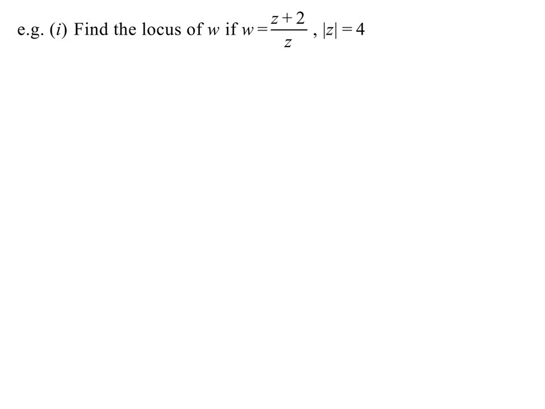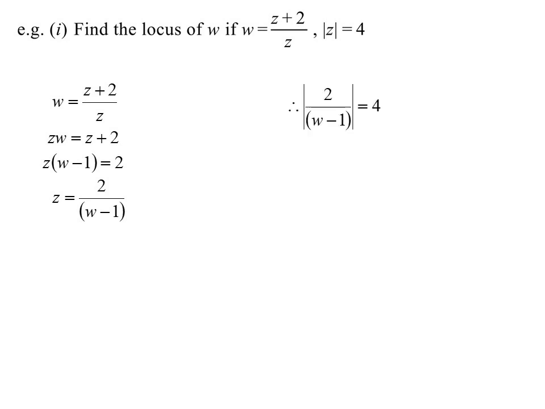Well, the idea I said was make whatever the condition is the subject. So let's rearrange this and make z the subject. zw is z plus 2. Play around with that, and there we have it. z is 2 over w minus 1. I can now work out a locus for w because I know the modulus of z is equal to 4. So there's my answer: the modulus of 2 on w minus 1 is equal to 4.